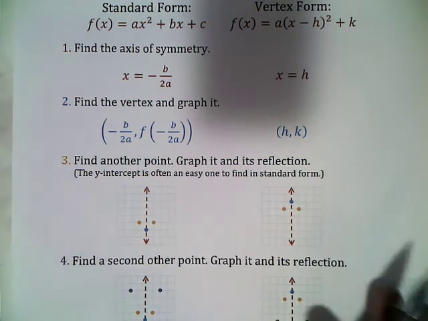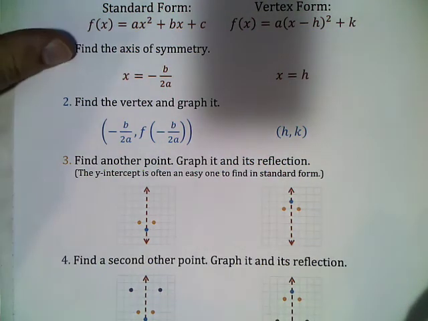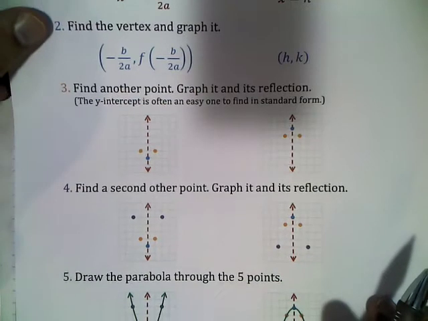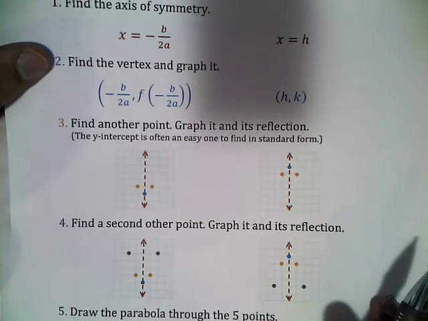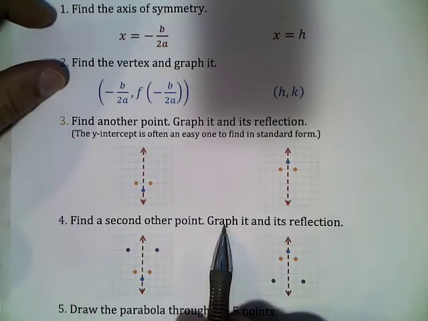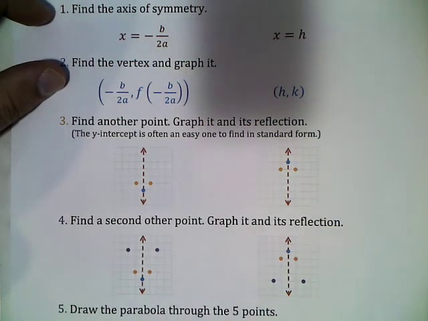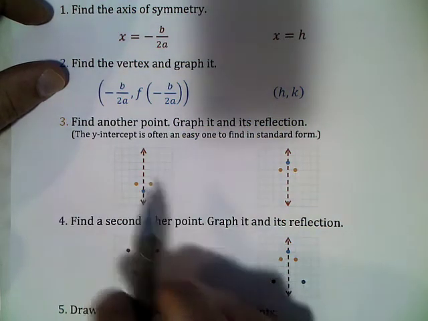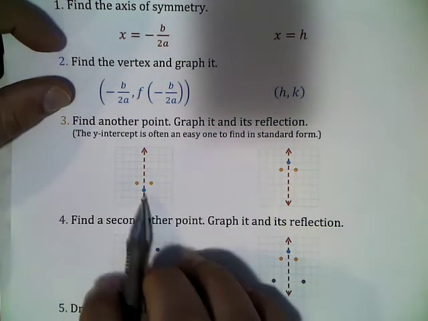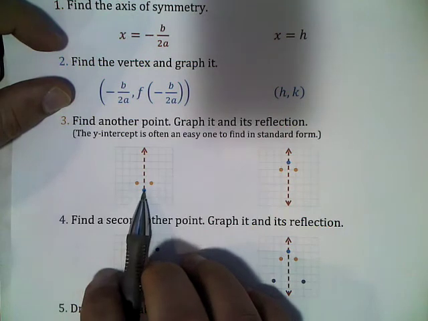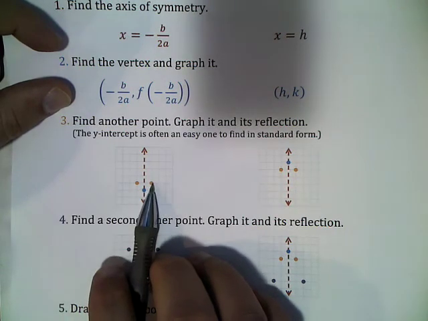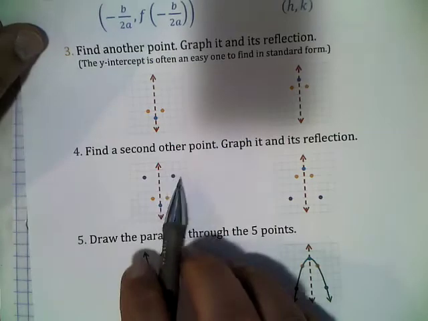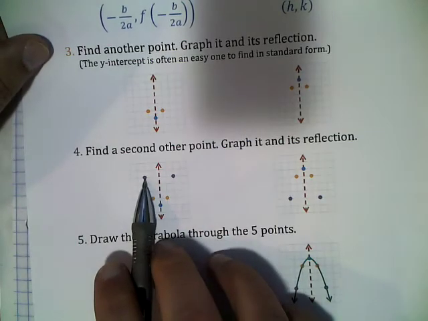And then 4, we find a second other point. Some other point other than the ones you've already found. And then we graph it and its reflection. So at this point, we have a total of 5 points. As you can see here, we've got the vertex, and then you find a point and its reflection, and you find another point and its reflection.